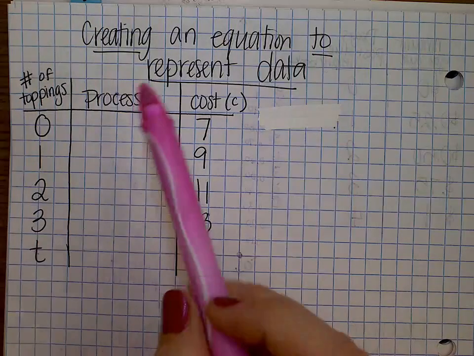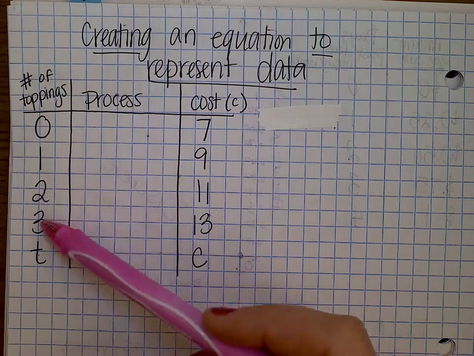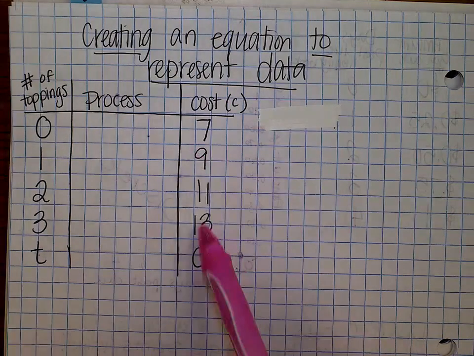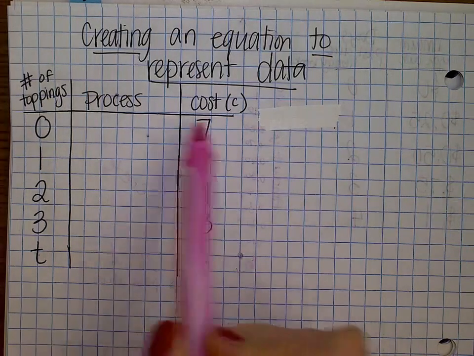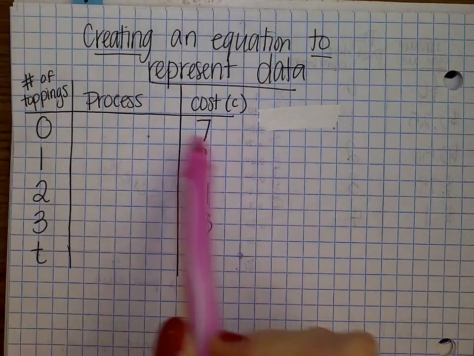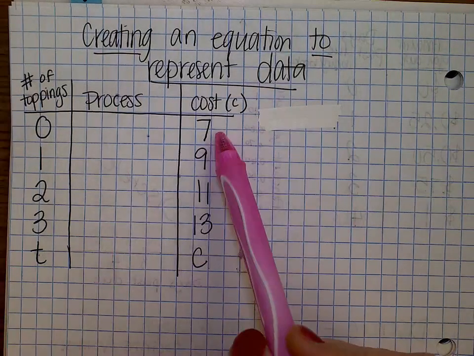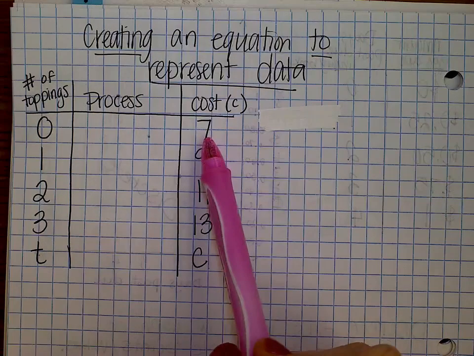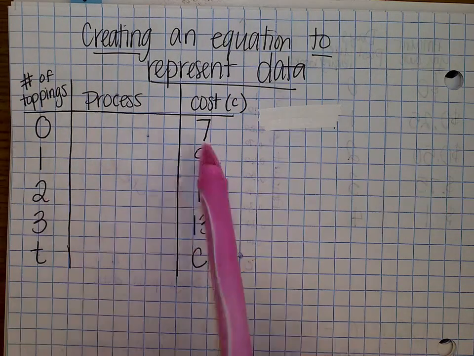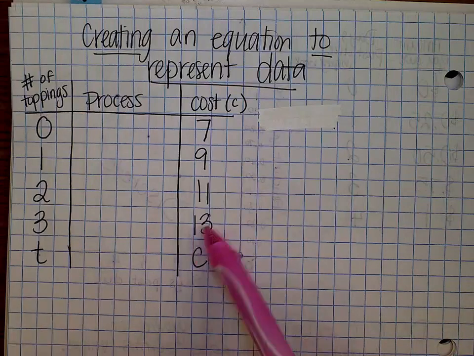So notice we have number of toppings, 0, 1, 2, 3. This is talking about a pizza, and then it's talking about the cost of the pizza. So if I have 0 toppings, it's still going to cost me $7. Some people are always like, well, why am I paying $7? Even if you get a cheese pizza, they're going to charge you to get a cheese pizza. It's just that you have 0 toppings. If you had 1 topping, you'd pay $9, 2 toppings, $11, 3 toppings is $13.